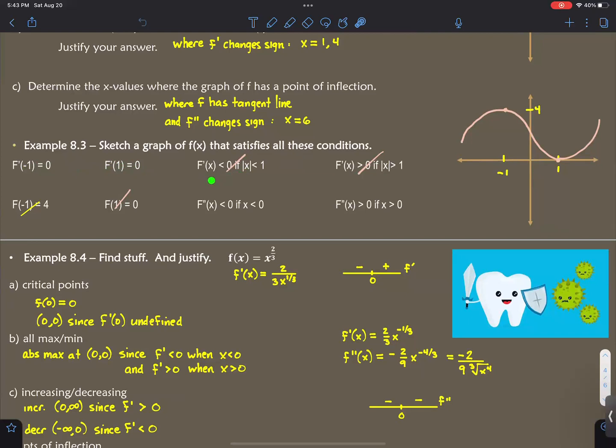And then finally, f prime is negative between -1 and 1, positive when you're outside of -1 and 1. So there's really only one way to get all those criteria to work.